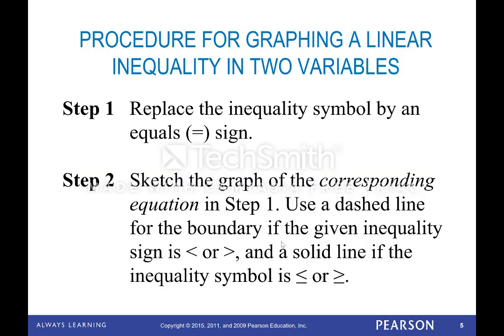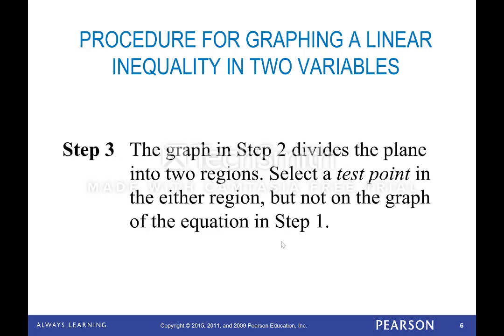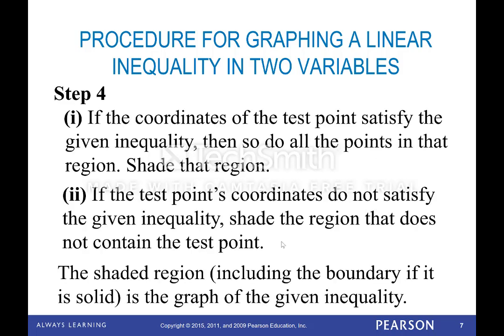All right, and if you want to see a step-by-step process of what we just did, step 1 was to make it an equal sign. Step 2 was to figure out if it's a solid or dashed line and sketch that. And then you divide the plane into 2 different pieces. So we pick a test point and then we shade in the true side there.